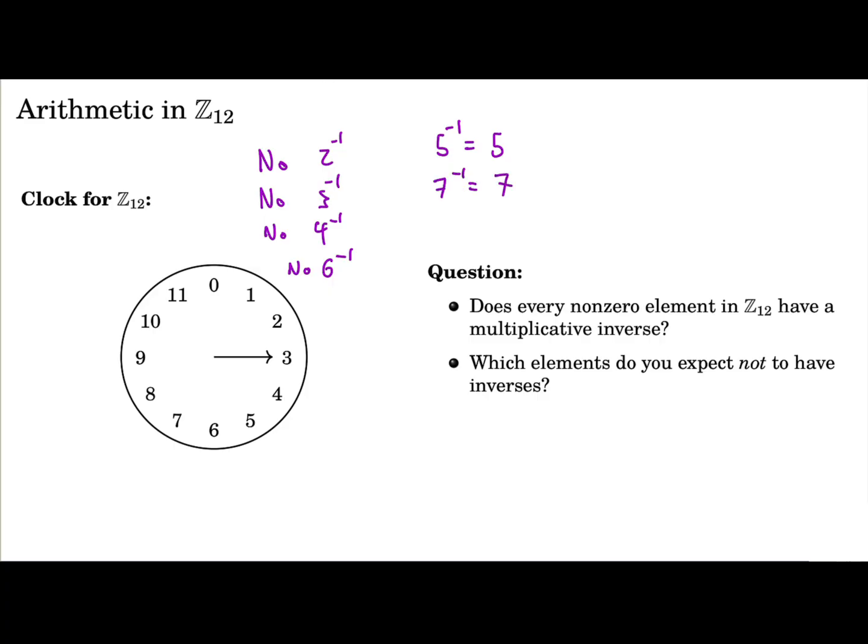And so if you do 7 times 7, you get 49. And if you divide 49 by 12, so let's think. 49 is going to be equal to 12 times 4, which is 48. So this is going to be 12 times 4 plus 1, and so you can see that this is the inverse.